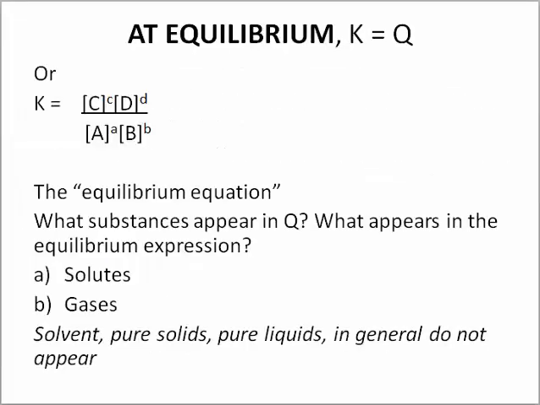All right. At equilibrium, then, again, K equals Q, or K equals the ratio of product concentrations raised to powers over reactant concentrations raised to powers. This is called the equilibrium equation, or sometimes the equilibrium law. So K equals Q at equilibrium.